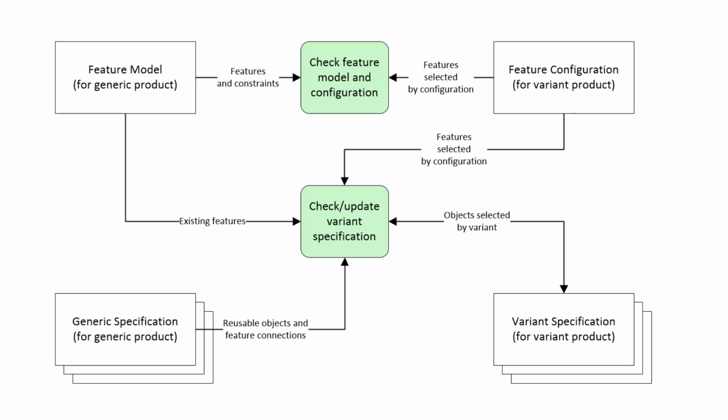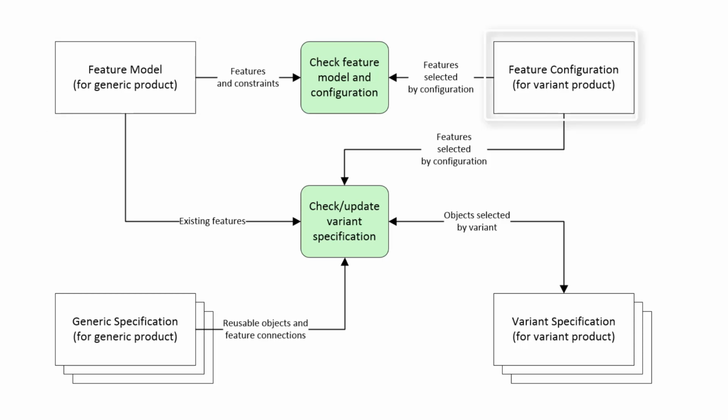This figure shows how feature modeling is handled in DExVariants. White boxes represent different artifacts. The two green boxes represent the two DExVariants tools that are used for checking and manipulating feature models. To the upper left is the feature model of your generic product. It defines your features and how they are related. The feature model lives in a separate DOORS module.